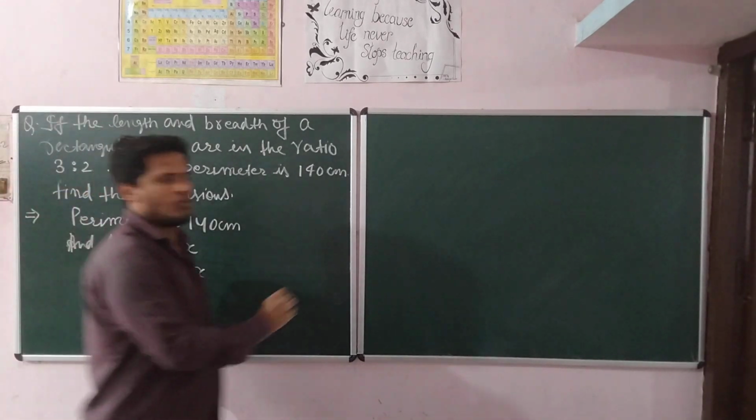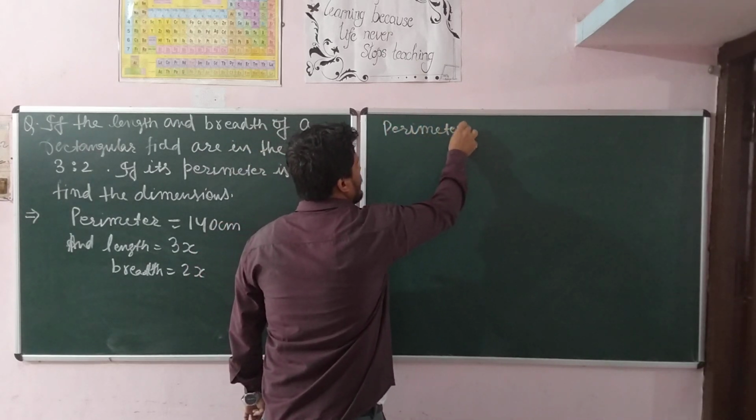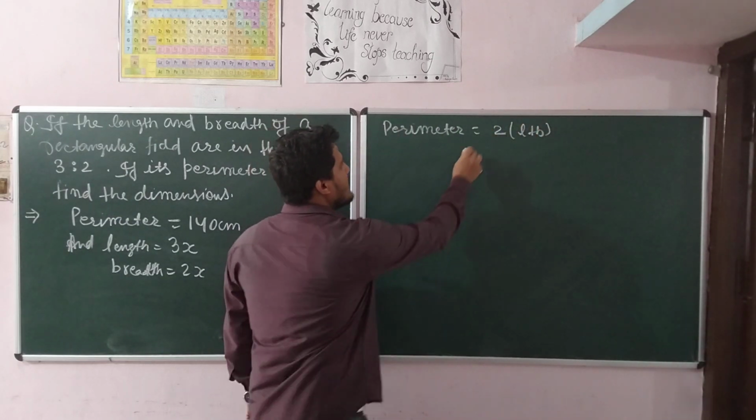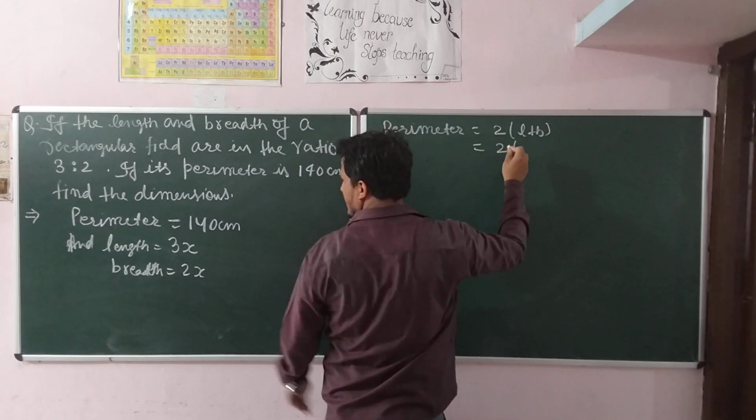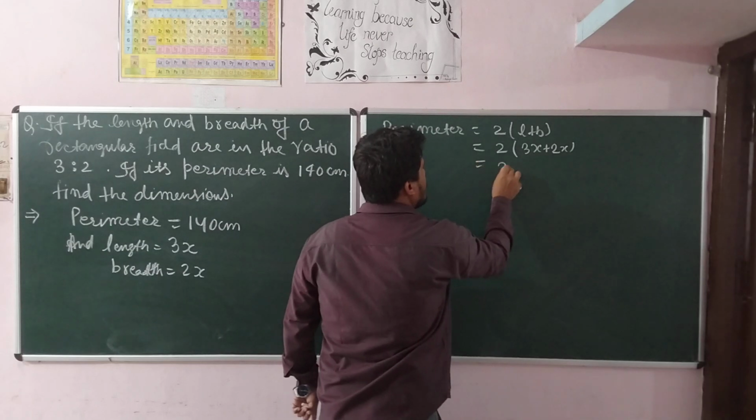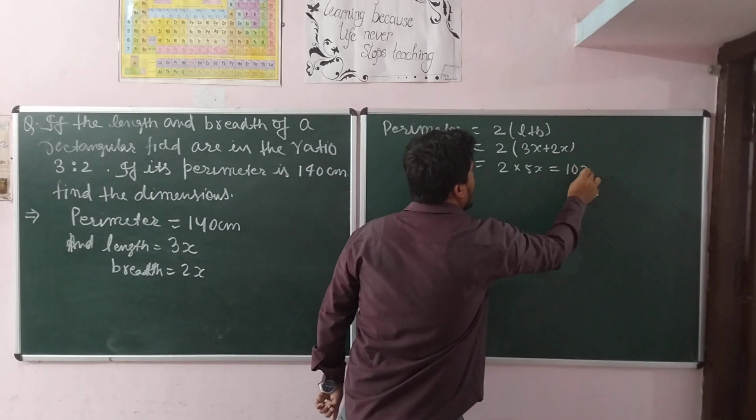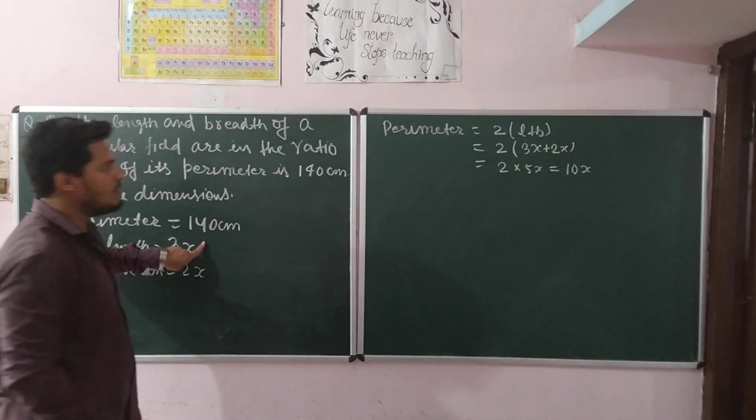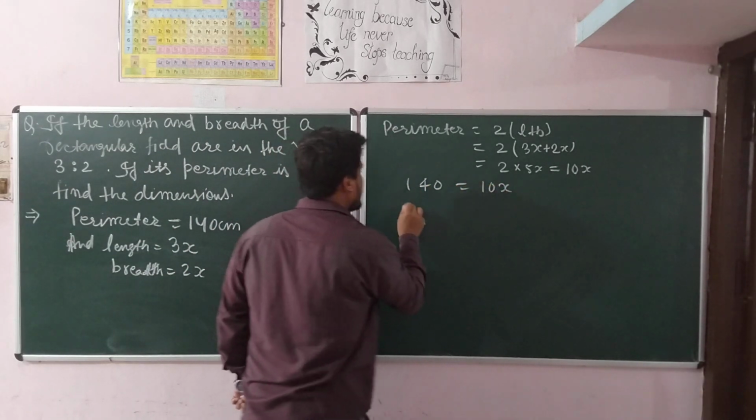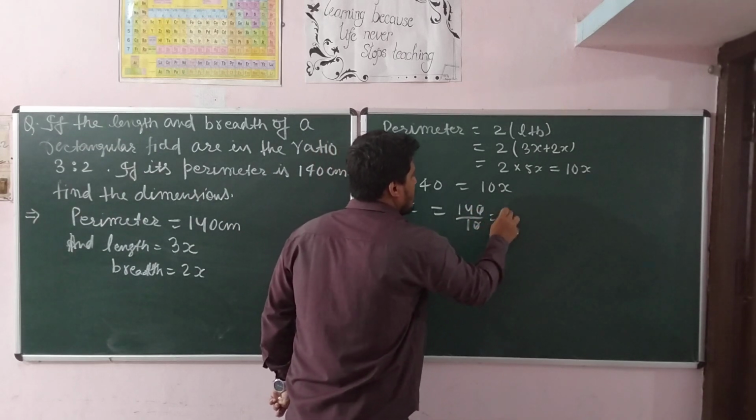Okay. Now, what is the expression for finding the perimeter? That is 2 into (L plus B). Now, put the value of L and B in this expression: 2 into, what is the value of L? That is 3x plus 2x. Now, 2 into 5x, that is equal to 10x. Now, the perimeter is 140 centimeter. So 140 is equal to 10x. Then x is equal to 140 by 10.